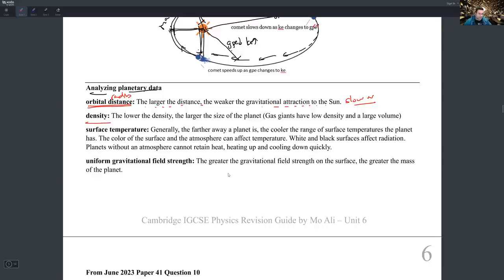Density. If I tell you that a planet has a low density, like Jupiter, for example, and Saturn, this means their size is very large, because remember, density is mass over volume. So the lower the density of a planet, the larger its volume, which means the 4 planets closest to the sun have a higher density than the 4 planets far away from the sun.